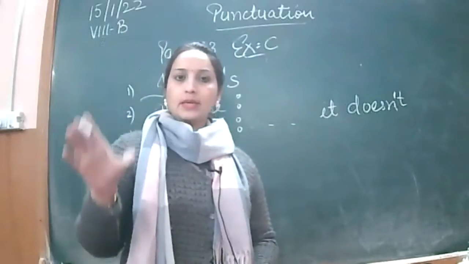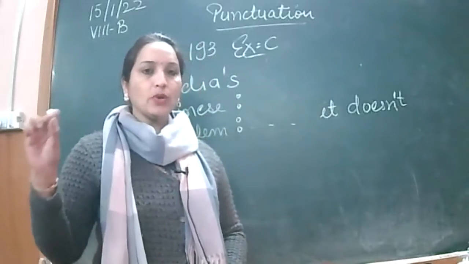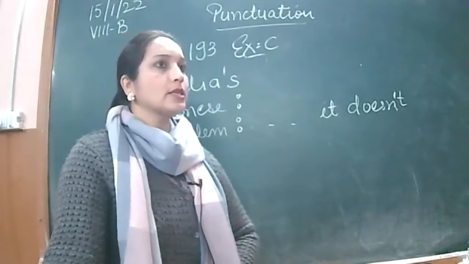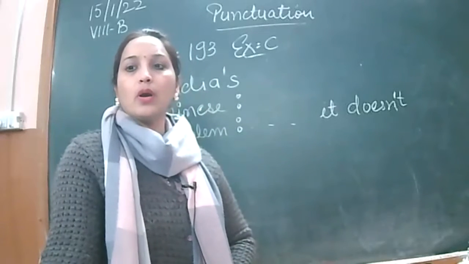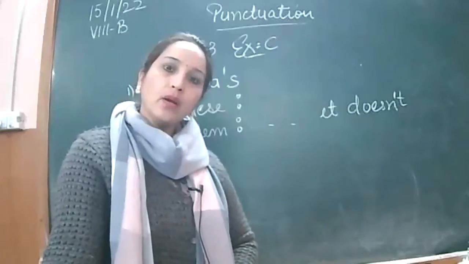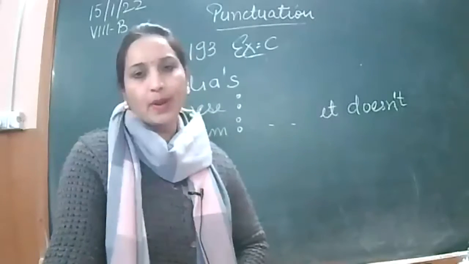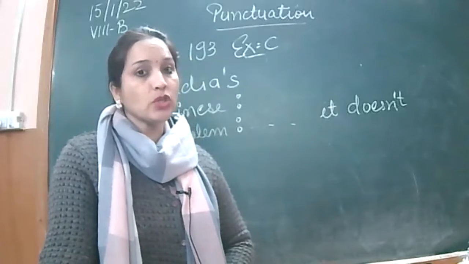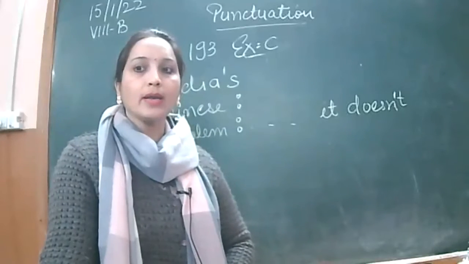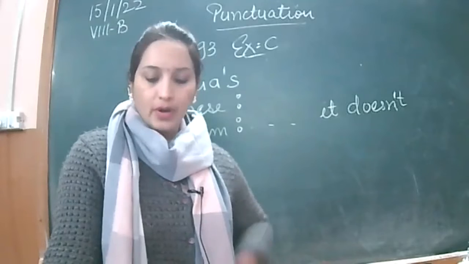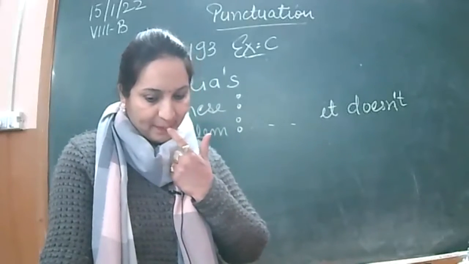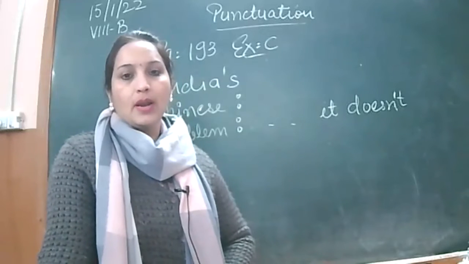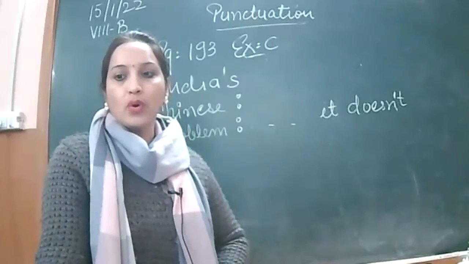Write down your exercise, and whenever you put punctuation marks, use another color pen. Suppose you have written these sentences using a blue pen, you can put punctuation with black, or take any colored sketch pen, so that at a glance you can understand what punctuation marks you have used in your exercise when you do it in your fair notebook. Okay. Now let's do sentence number 4.